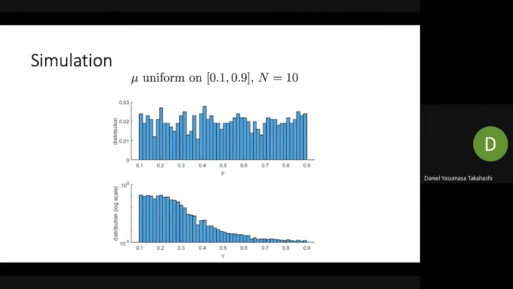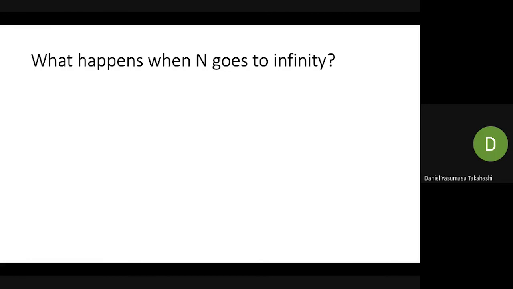So given this, the next question might be easy to answer. What happens when n goes to infinity? So when the system becomes really big, in this case, exactly as the previous simulation and results suggest, Pn would converge to the delta epsilon, which means that everything will be concentrated on the smallest value of epsilon of the parameter space here, right?